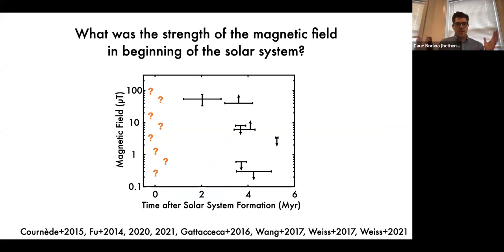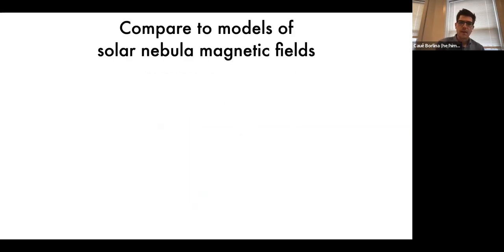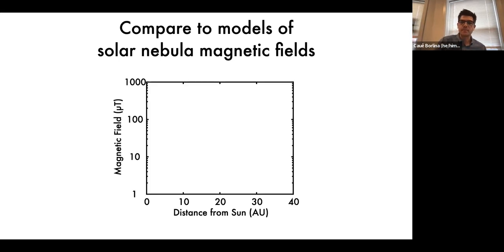So now stepping back and looking to the question, what was the strength of the magnetic field in the beginning of the solar system? From the CIs that we measured, we obtained a magnetic record of about 150 microteslas. And we can do similar to what we did with the chondrites. We can compare our solar nebula magnetic field records with models that describe magnetic fields in the early solar system.